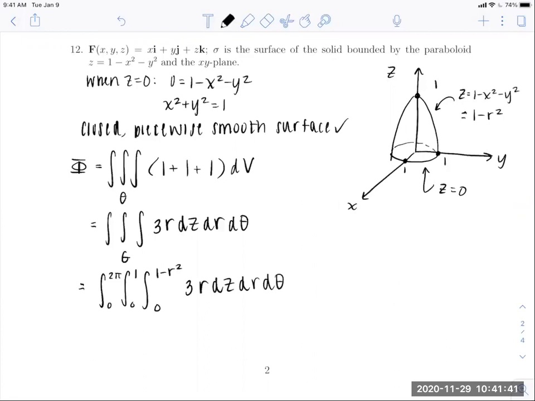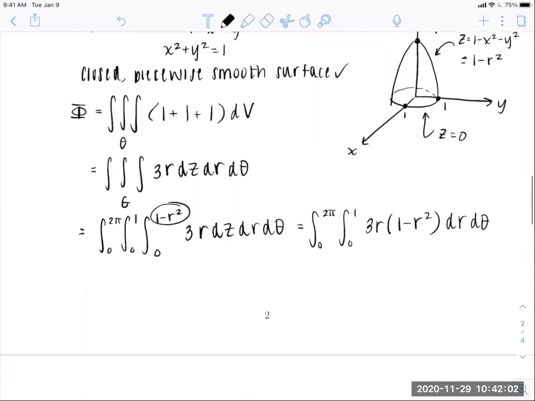So first I'm going to integrate with respect to z. That's going to pop out as z. I'm going to just plug in that upper limit of integration, and I'll skip that step in between. So this is going to be 3r times 1 minus r squared. Of course, plugging in the lower limit of integration gives 0, so I won't even plug that in. Next, let's distribute inside our integral. So this is 3r minus 3r cubed dr d theta.